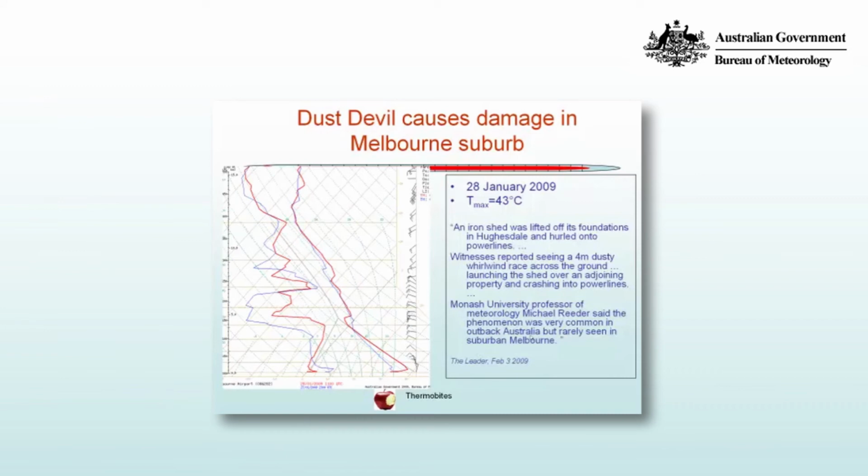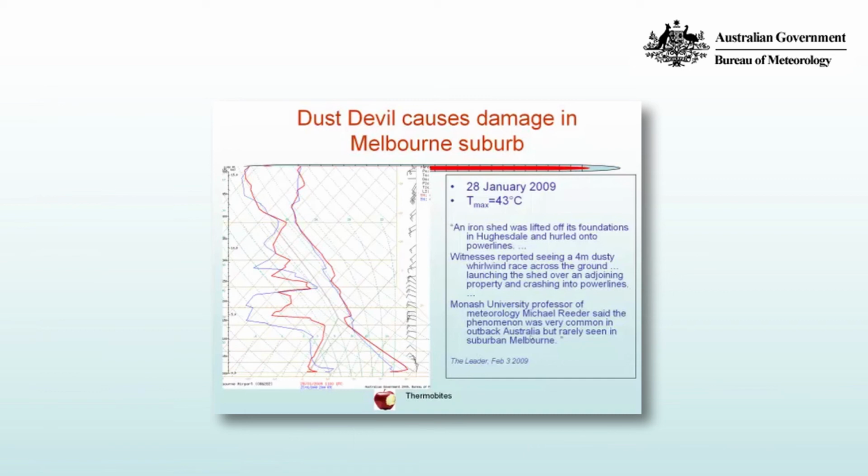To finish off this video, here's an example where there was a dust devil in an outer suburb of Melbourne, which is rather unusual. So the 28th of January 2009, there's the trace. And you can see it's a very hot day. The maximum temperature was 43 degrees Celsius. And there's a dry adiabat, that's an 11Z trace, so there's a radiation inversion. But above that, a dry adiabat all the way up to 900, 800, 700, 600 hectopascals, 14,000 feet.